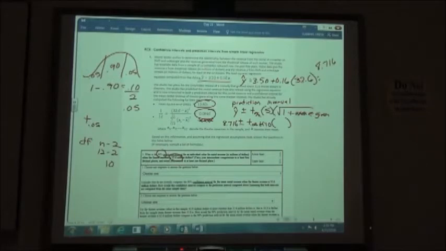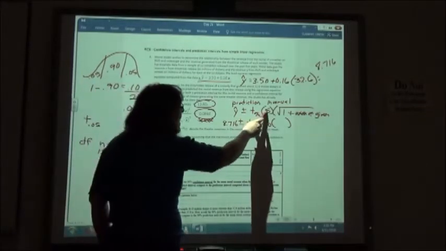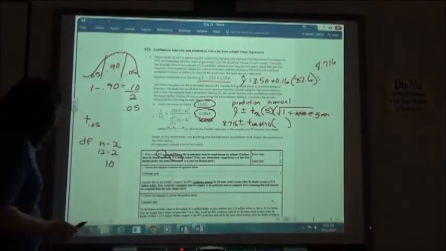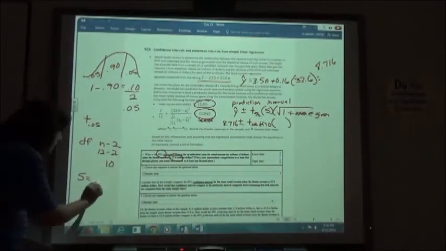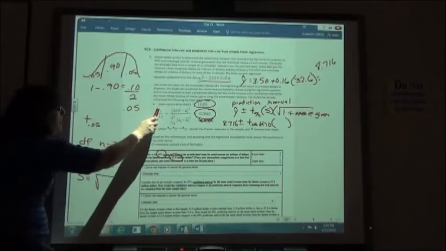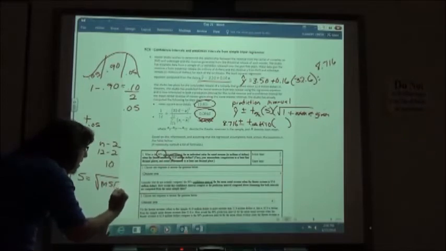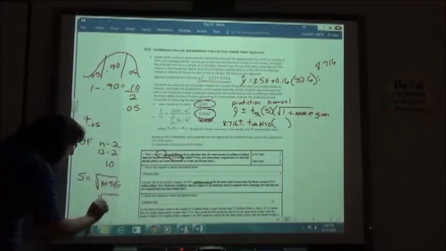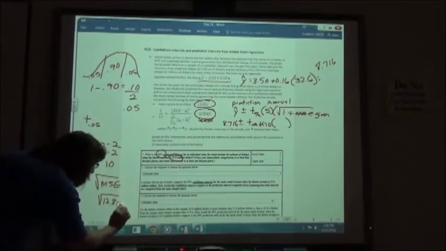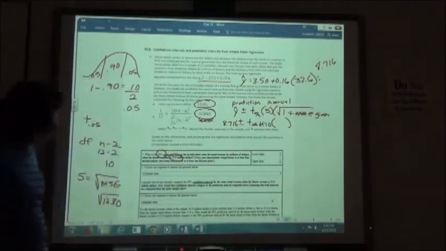we have to find the S number. All right, next part. We have to find what the S value is. The S value is found by taking the square root of the mean square error number. Mean square error. So we've got to take the square root of 12.80 in order to find S to go in our formula.